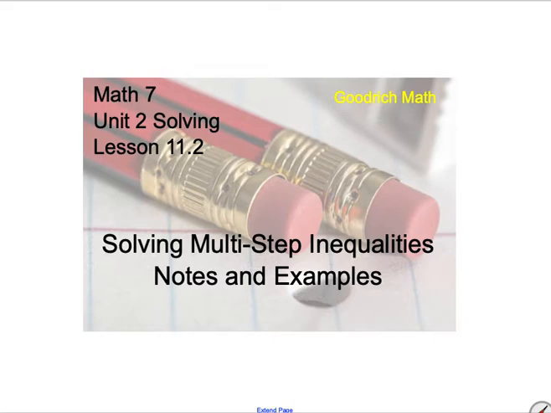Math 7, Unit 2, Solving, Lesson 11, Part 2. Solving multi-step inequalities, notes and examples.